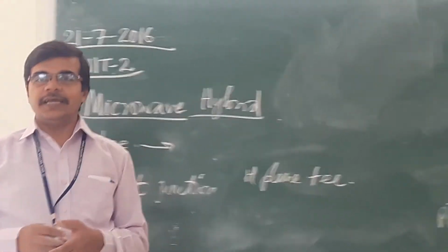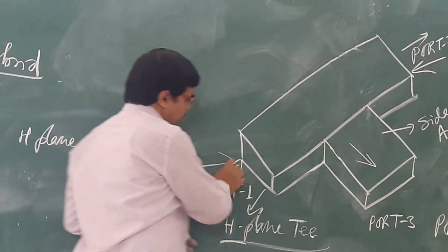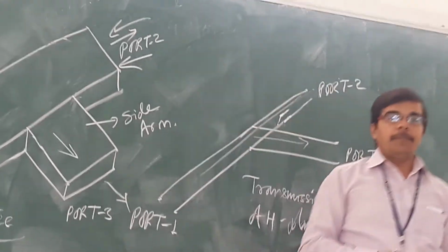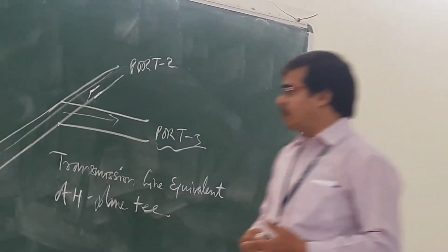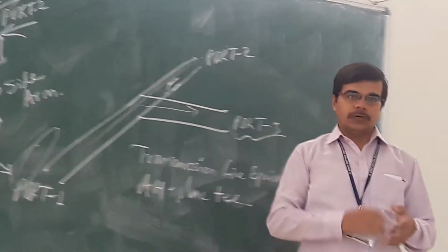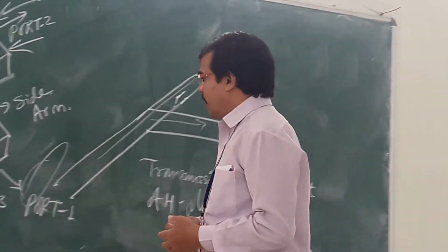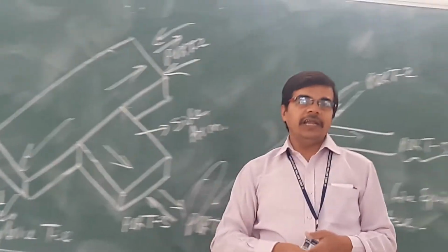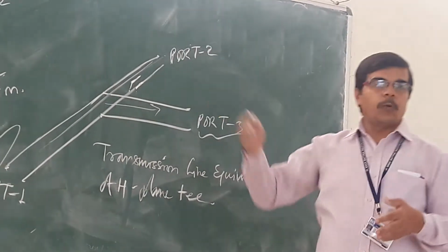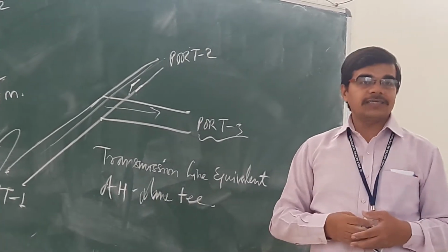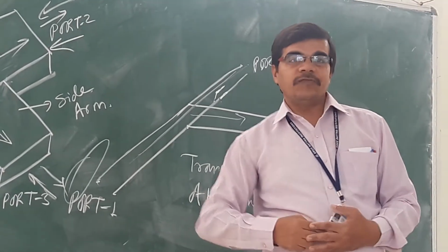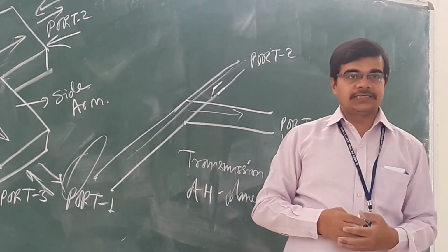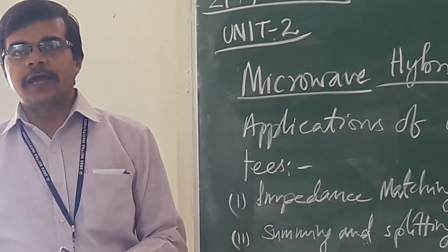The operation of your H-plane T is that, suppose we are giving equal power... In case of your E-plane, you are having 180 degrees out of phase, and here you are having in phase. Okay, E-plane and H-plane T.